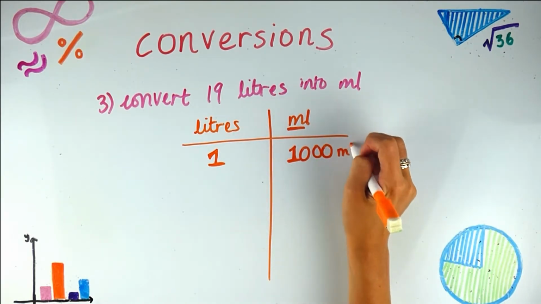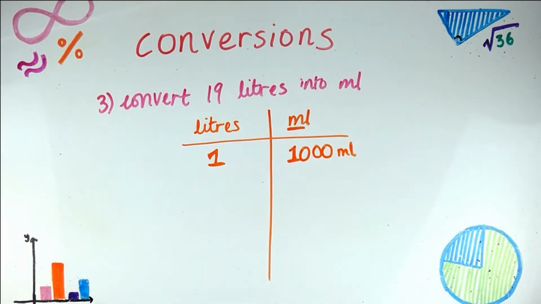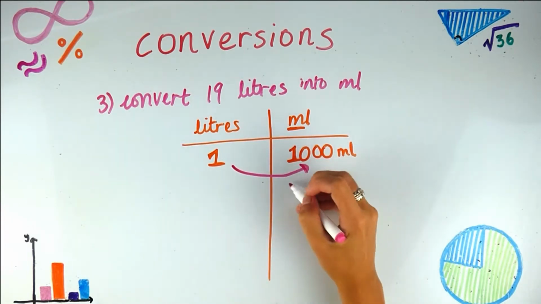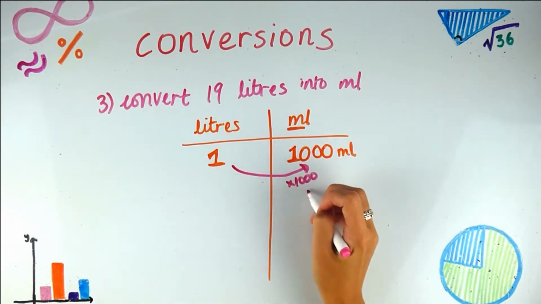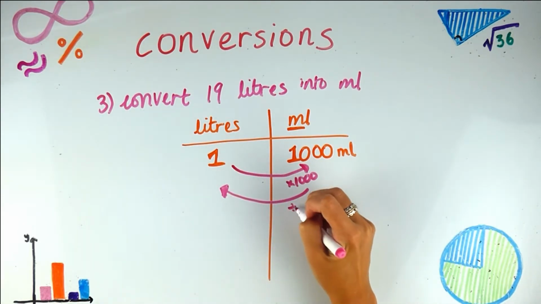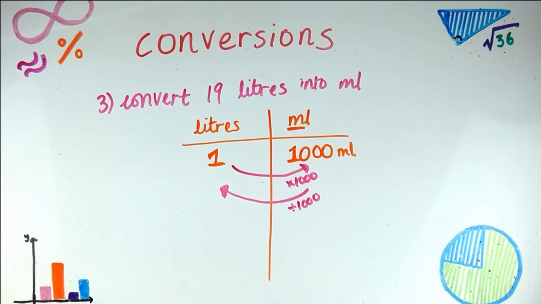There are 1,000 millilitres. Okay, so I'm looking at those two values. So I've got 1 in that column. I always want to start with 1. So to go this way, to get from 1 to 1,000, I multiply by 1,000. If I start with millilitres and I want to go back to litres, I divide by 1,000 because I do the opposite.